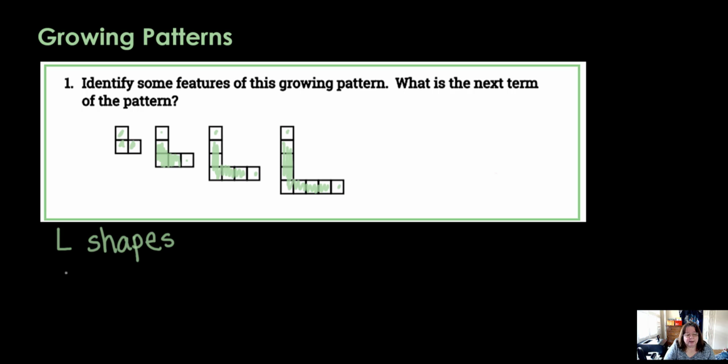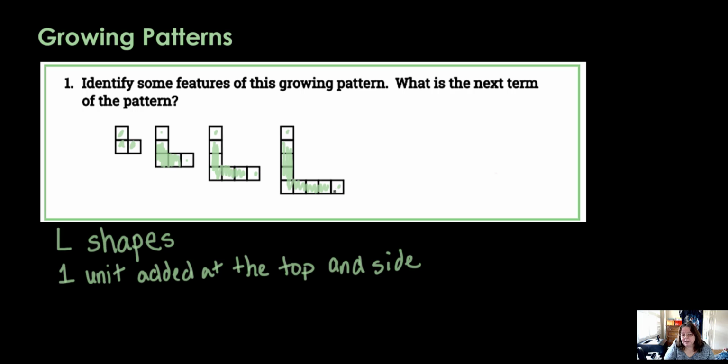So it looks like each term has 1 unit added at the top and side. Or I could say bottom, or I could say the legs of the L. I could just say 1 unit is added at each end. The next term has 1 unit added at each end.